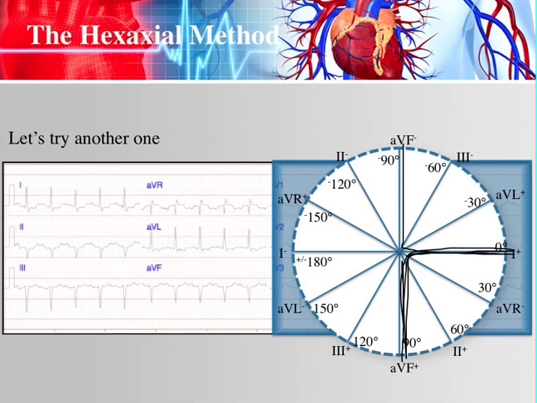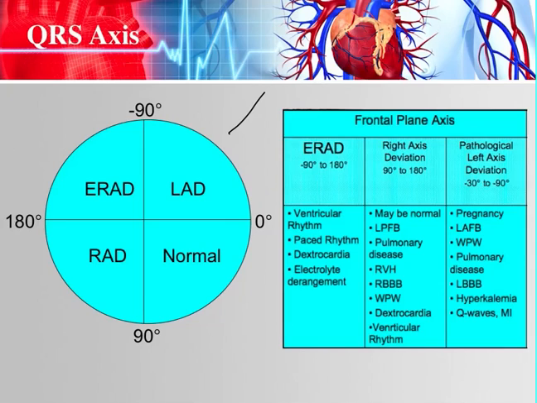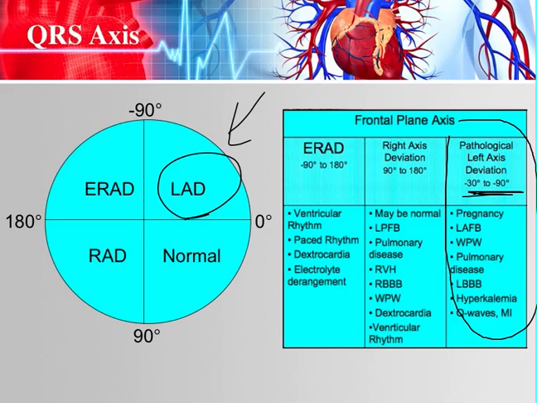So what does that mean? Well, that falls in this range right here. Negative 60 is left axis deviation. And what causes that? This list of things right here. Pathological left axis deviation. Now there's two different types of left axis deviation that this picture here doesn't really show us. There's physiological and there's pathological.